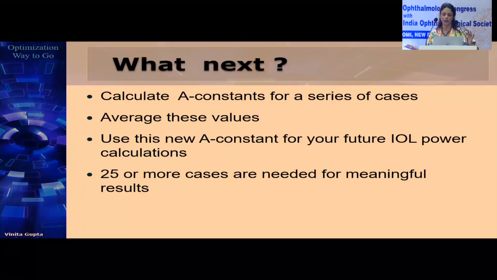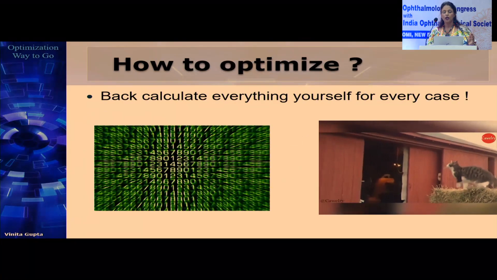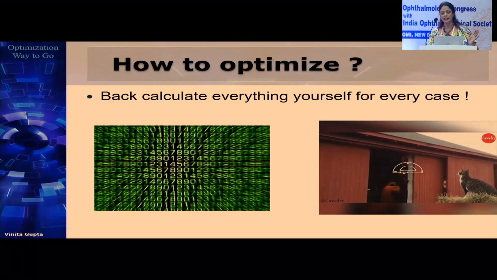IOL power calculations. For an effective and meaningful result, you can just take 25 of your cases with all those prerequisites I said: one surgeon, one biometry machine, one type of surgery, one type of IOL design in the back placement. Take your 25 cases with their post-operative refractive error, do the back calculations, and you'll be able to derive your own optimized A constant. So back calculate for every case, as I said.